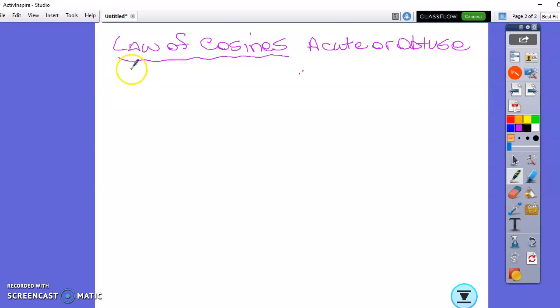Acute or obtuse triangles. And when we know the following relationships: when you know two sides and the included angle, so that would be SAS, or when you know all three sides and you want to find an angle. That's when you can use the law of cosines. And the formula goes like this.